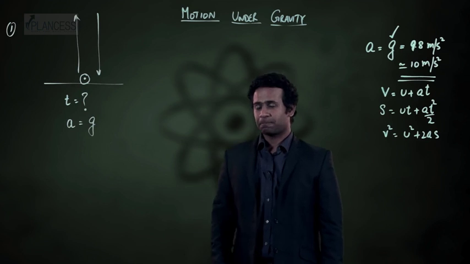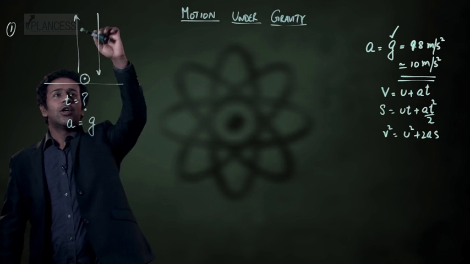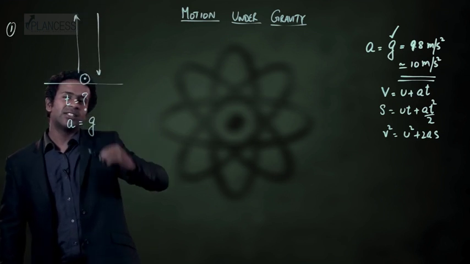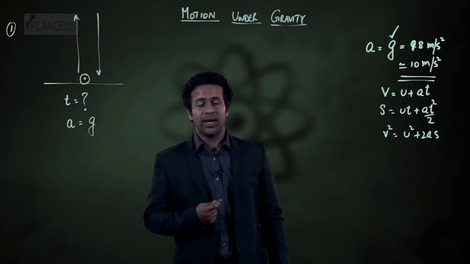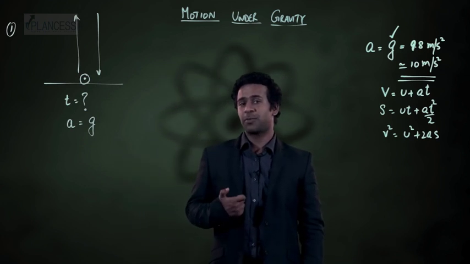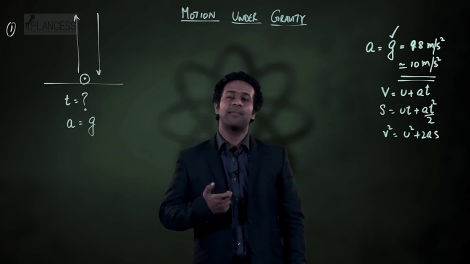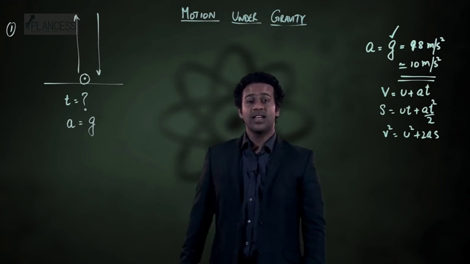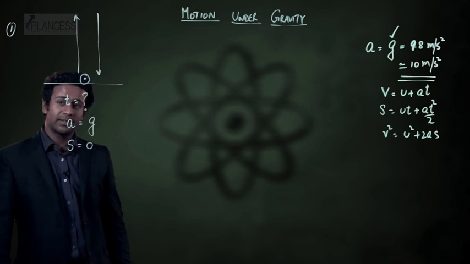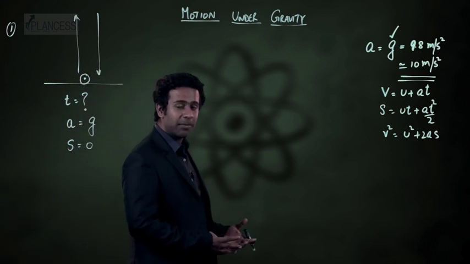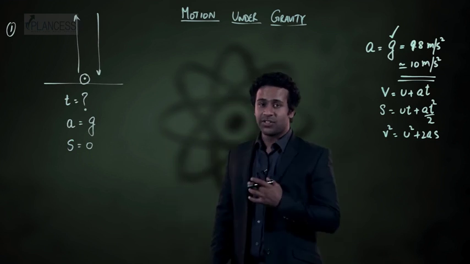What else can we tell? Think about it. If the ball starts from this point, goes up to a certain point and then returns, what can we say about its displacement? If you think about it, the ball has not moved from its position in this entire interval. It did move, but it has finally come back to the same position. Hence, the displacement of this ball is zero. Because it has finally come to the same point from where it started, and hence, its displacement is zero.